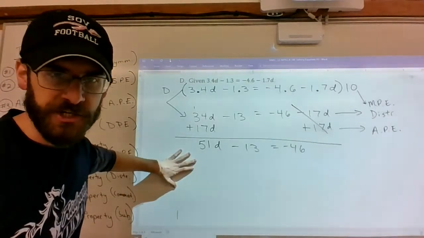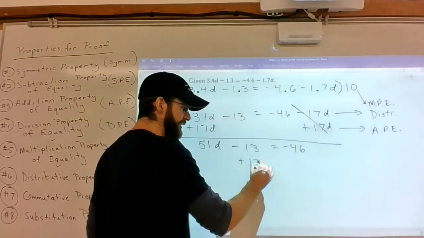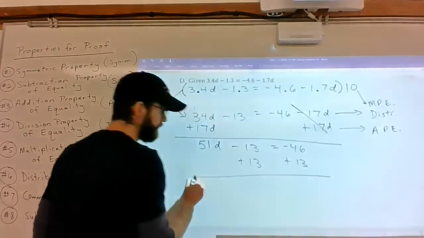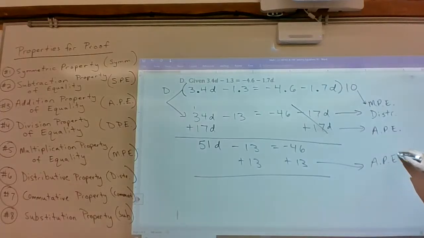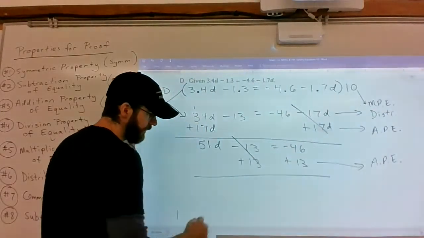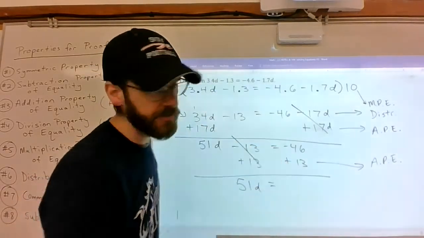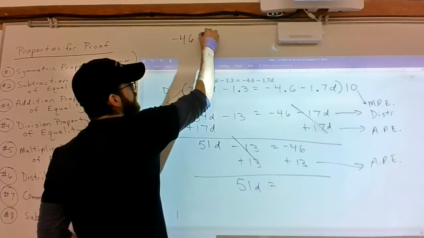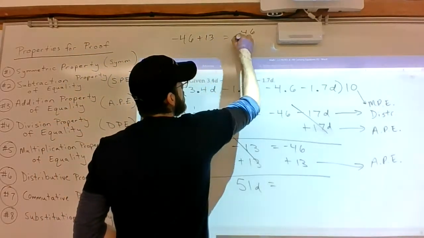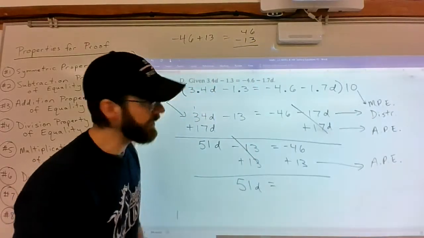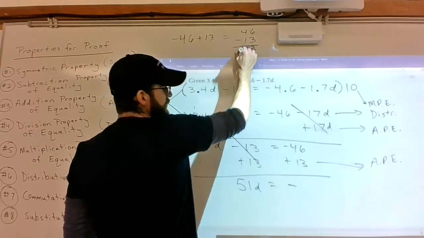Now it looks like something from section 2.1. Undo the subtraction by adding the 13. You guessed it. Addition property of equality, which leaves you with 51D equals, all right, I got two opposites. Opposites subtract and take the sign of the bigger one. So 6 minus 3 is 3, 4 minus 1 is 3, it's negative 33.